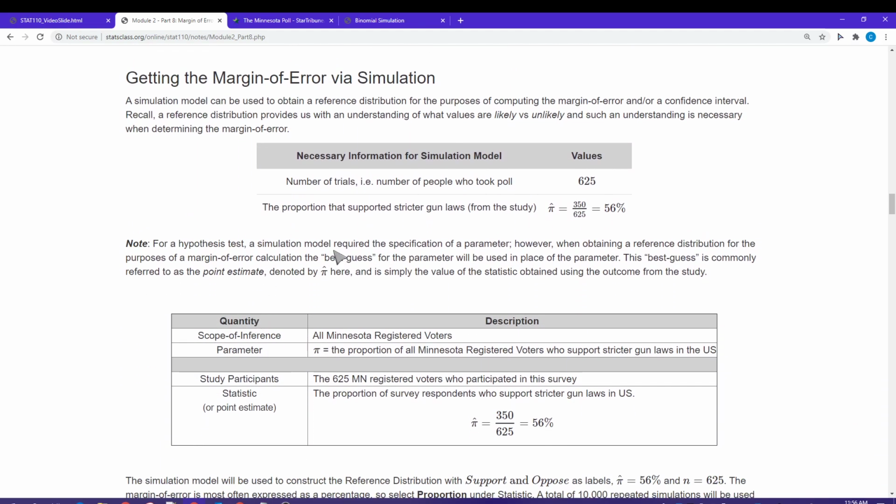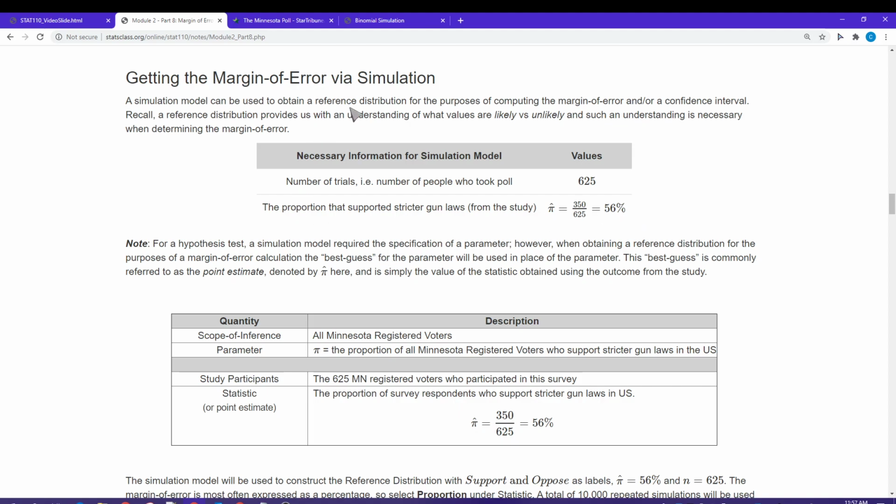Okay, so how do I get the margin of error via simulation? Well, I need two quantities from the poll. I need to know how many people took the poll, so that's going to be my sample size. And for this poll, there were 625 registered voters that took the poll. I also need to know the proportion that supported stricter gun laws. So what value do you want to make the margin of error about? And that's going to be that 56%.